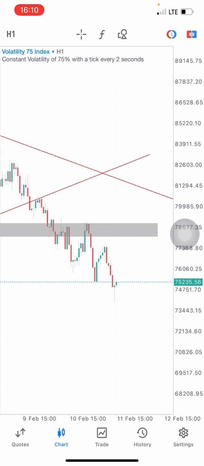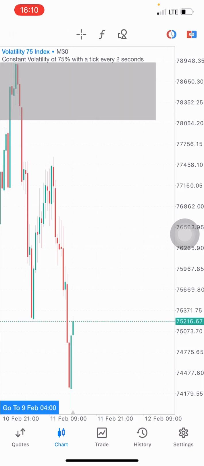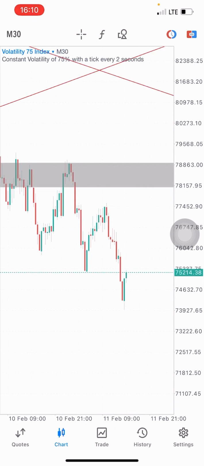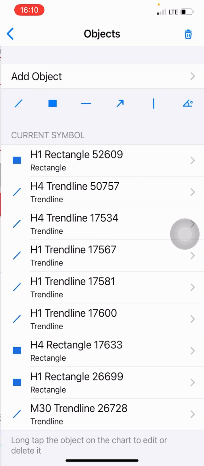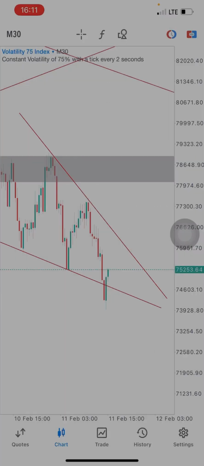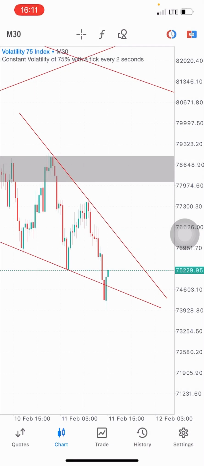Let's step down to the 30-minute time frame to see what we can do there. Here on the 30-minute time frame, I'm going to put in some trend lines in order to help me understand the pattern price is forming. I'll mark this area also. This is what happened previously in the market, so I can spot that.